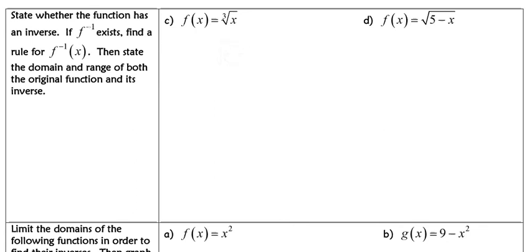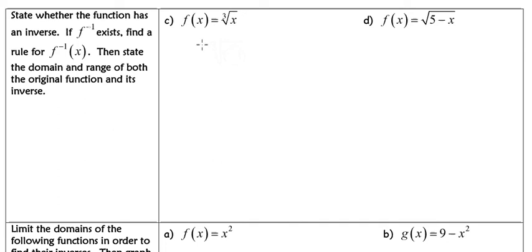So if it's an odd root, we're perfectly okay with putting negative x values in. It's just when we have an even root that the x values need to be positive. That being said, it does exist, and so let's write the rule for it.